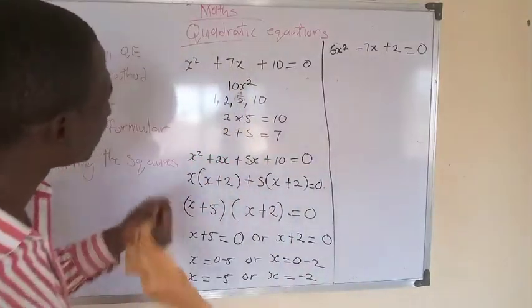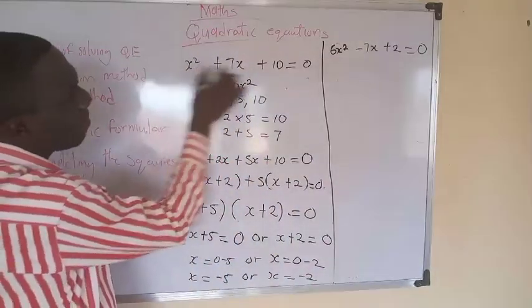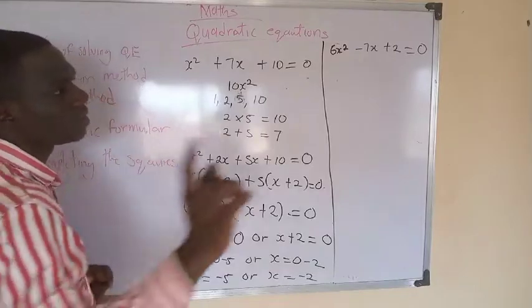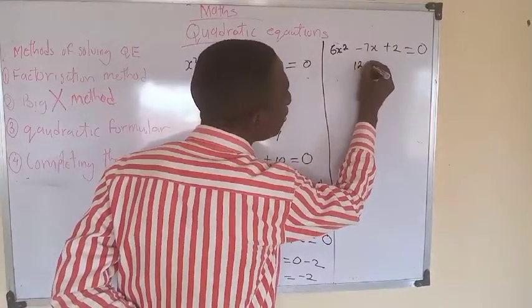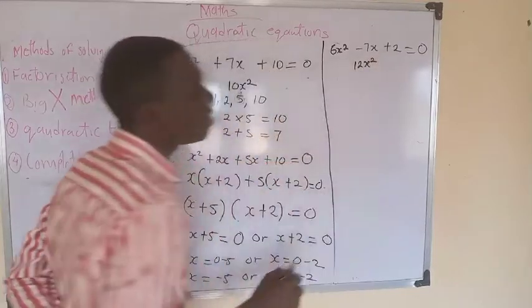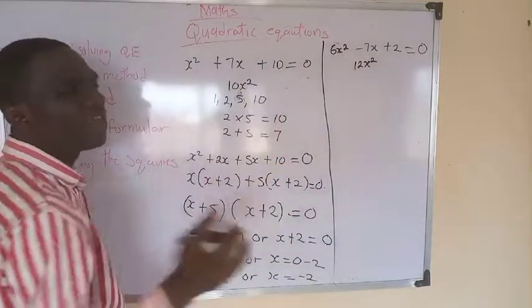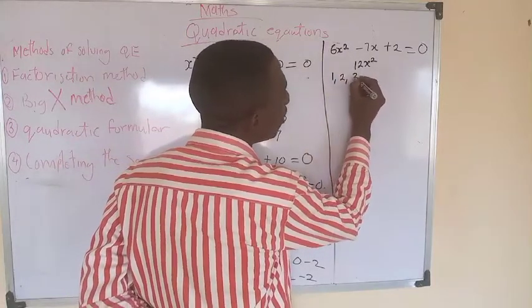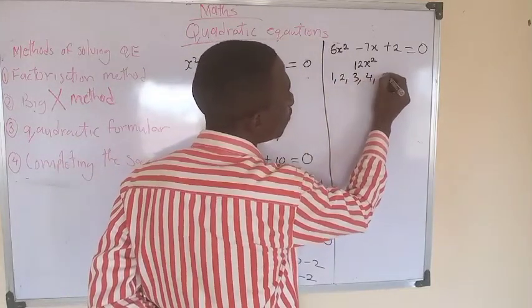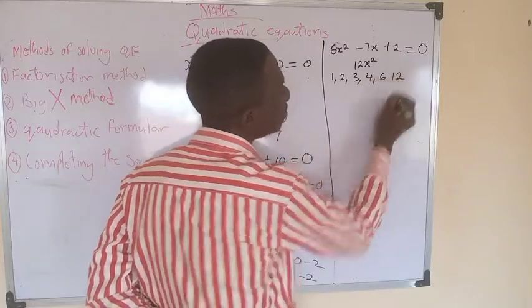6x squared minus 7x plus 2 equals to 0. So remember in our example 1, we multiply this term by the last term. We'll do the same thing. This term here multiplied by this term here. You have 12x squared. Now, you consider the factors of 12, which is what? 1, 2, 3, 4, 6, and 12.